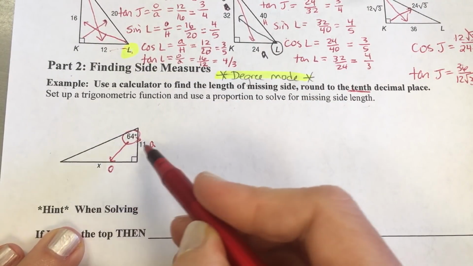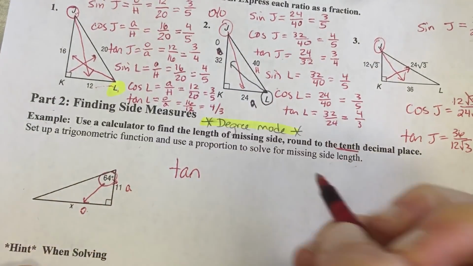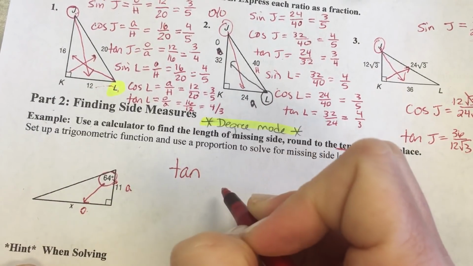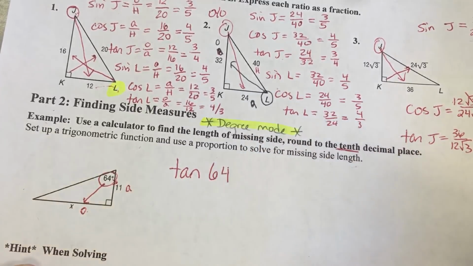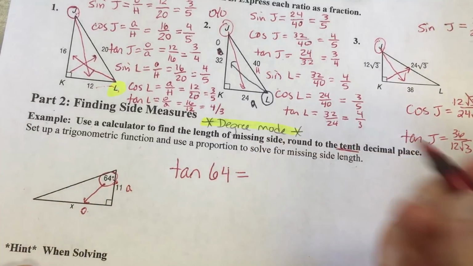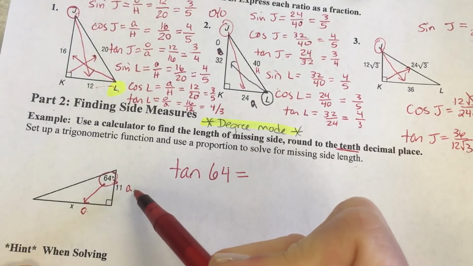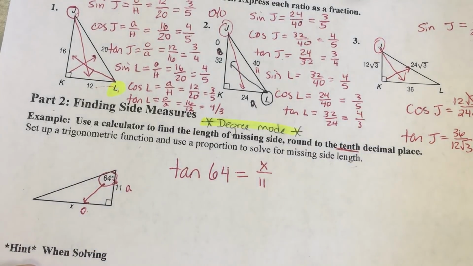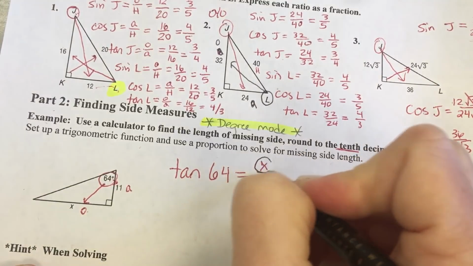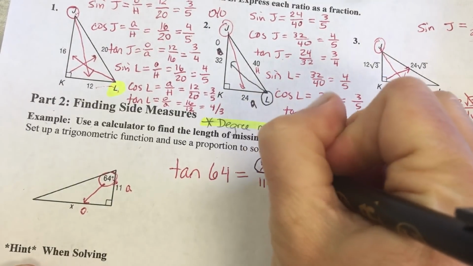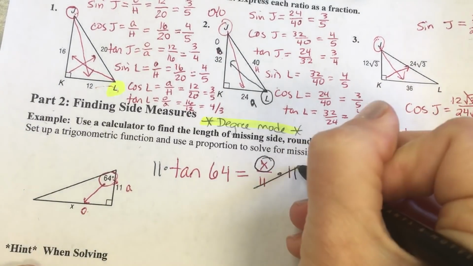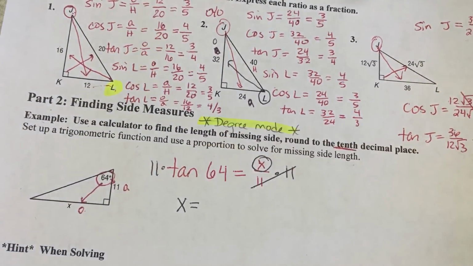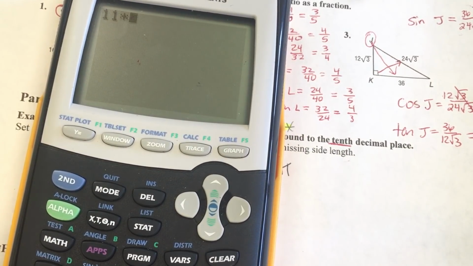So we want to find out the opposite, and we have the adjacent. Well, O and A, which one is O and A? O and A is tangent. So I write tangent, and your angle always comes next. So tangent 64 equals opposite over adjacent. So opposite was x, and adjacent is 11, okay? All right, we want to solve that for x. So we multiply both sides by 11. So those cancel. So the answer is x equals, so I'm going to do 11 times.